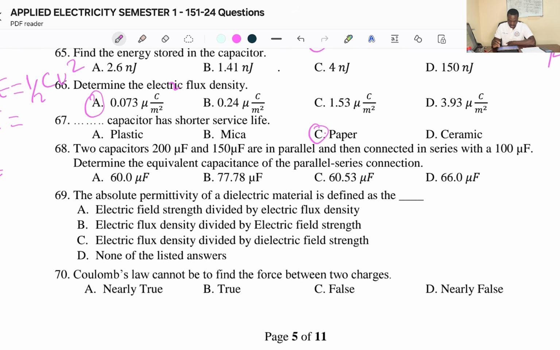Two capacitors, 200 microfarad and 150 microfarad, are in parallel and then connected in series with 100 microfarad. Determine the equivalent capacitance of the parallel-series connection. So here we take this one after the other. First we have 200 micro and then 150 micro connected in parallel. We have to make sure they are in parallel here, so let me bring one of them down.